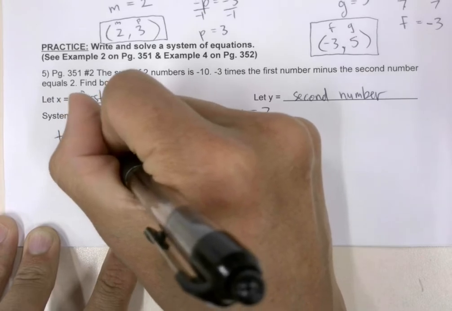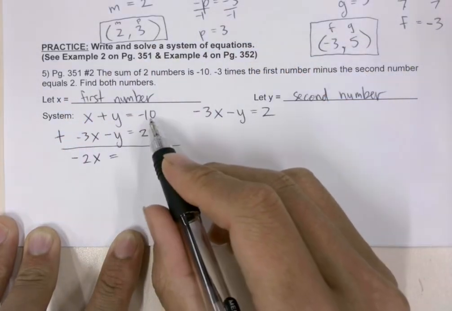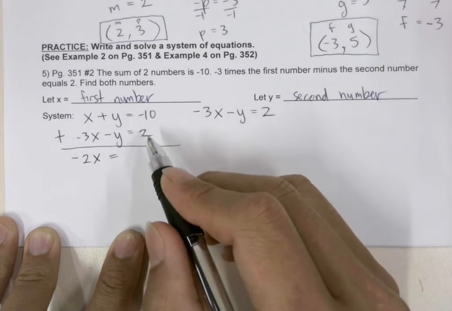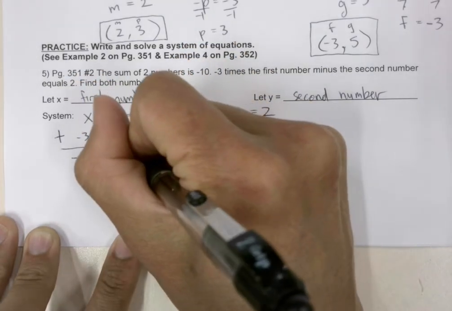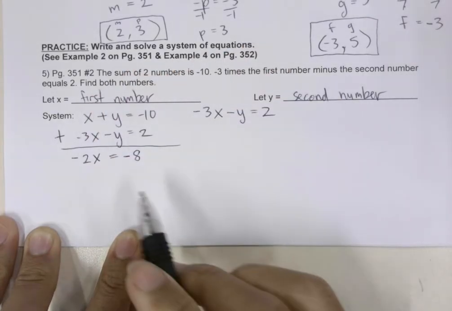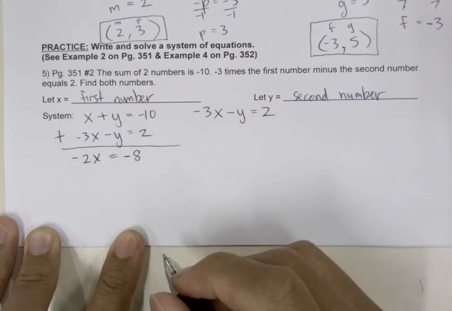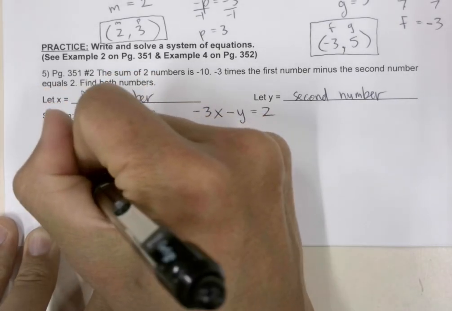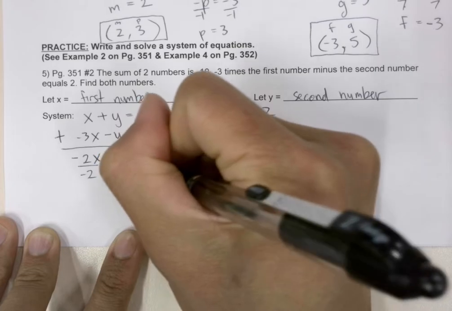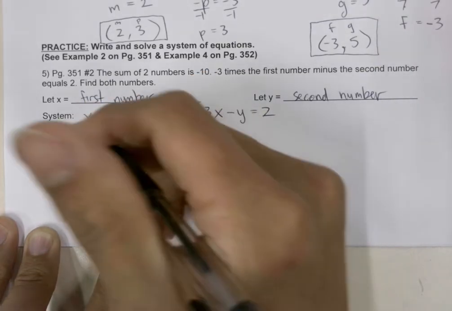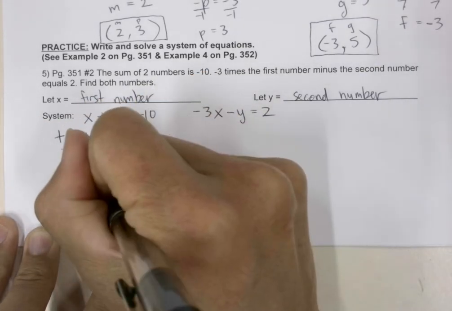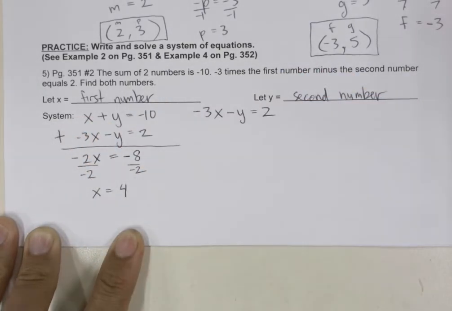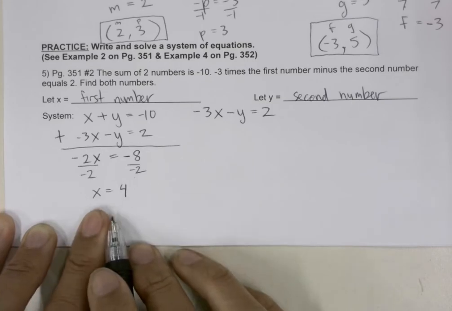And that's eliminated. It's equal to negative 10 plus 2. Signs are different, so we do bigger number minus the smaller number, which is 8, and I keep the sign of the bigger number, negative. Now I'm going to divide by the coefficient, the number in front of the x, which is negative 2. That gives me x is equal to negative divided by negative, which is positive 4. Great, we found what x is equal to.